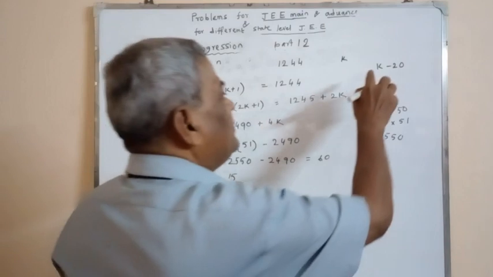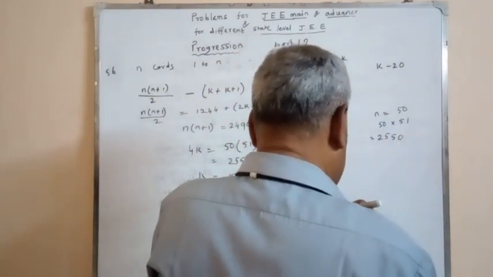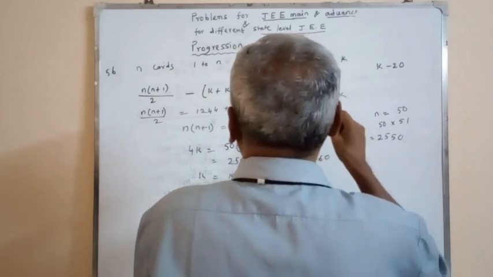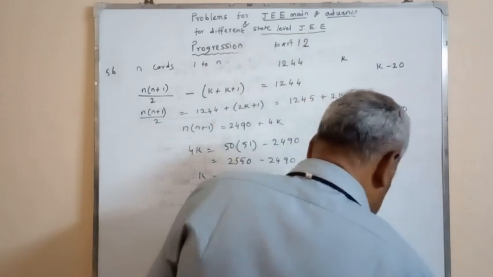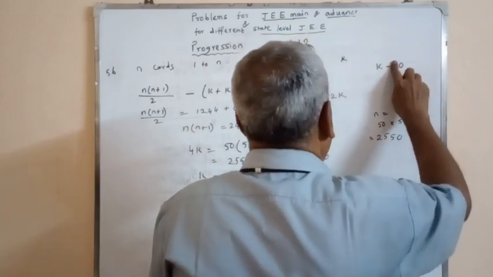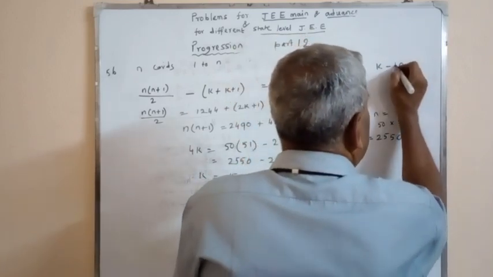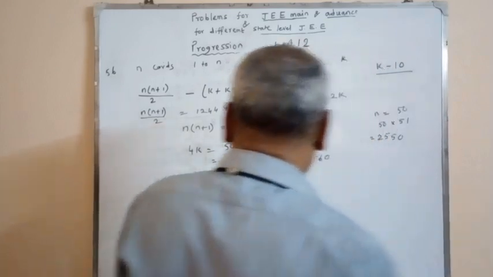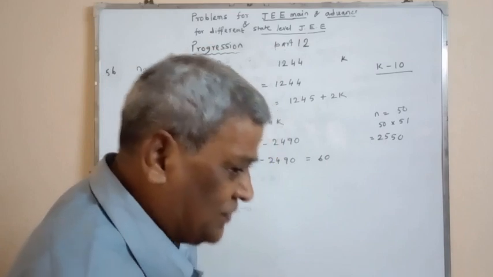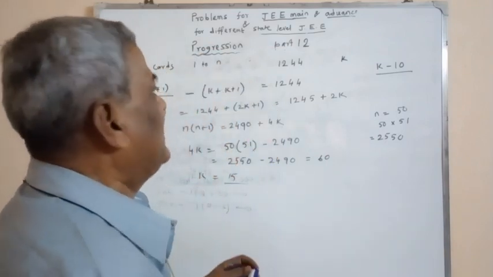So the least value of that is... oh sorry, actually the problem is to find the least value of k minus 10. I'm very sorry. To find the least value of k minus 10, the least value of k is 15. Therefore, the least value of k minus 10 is 5. So 5 is our answer.